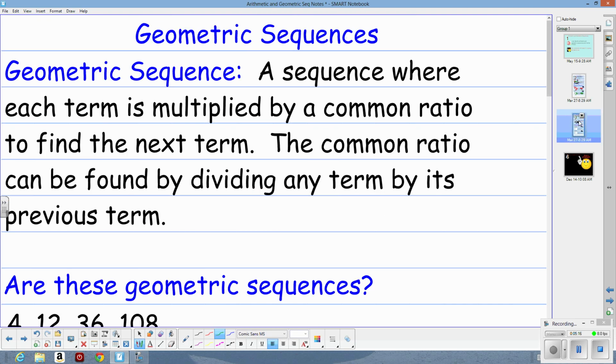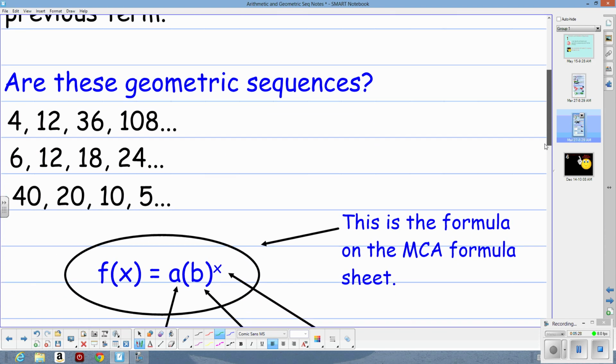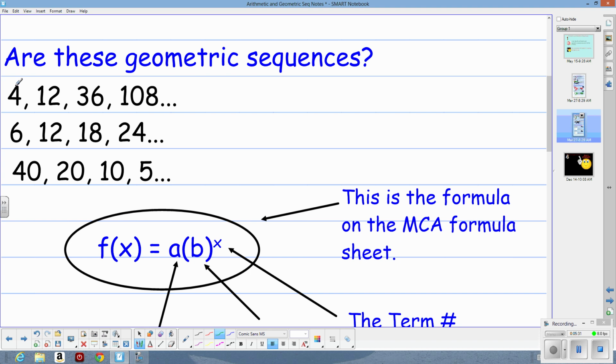A geometric sequence is a sequence where each term is multiplied by a common ratio to find the next term. The common ratio can be found by dividing any term by its previous term. So a geometric sequence is where you take and multiply a term by the same thing to get the next term. So in this example, this is 4 times 3 to get 12, 12 times 3 to get 36, and 36 times 3 to get 108. So that one is a geometric sequence.